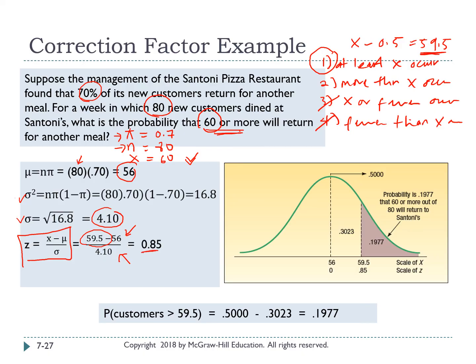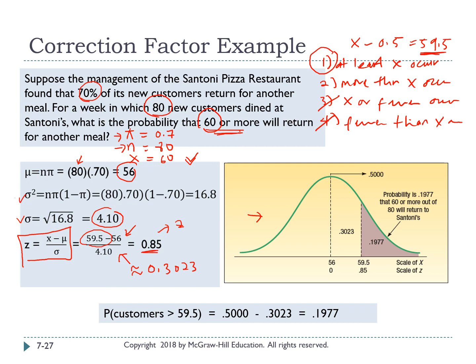So you will get the value of 0.85. This 0.85 is not the probability. This is your z value. So can you convert this z value into the probability? Yes. Once you convert it, you have to look at the z table, or the table for the area under the curve. So when you look at the table, this 0.85 will give you the value of 0.3023.